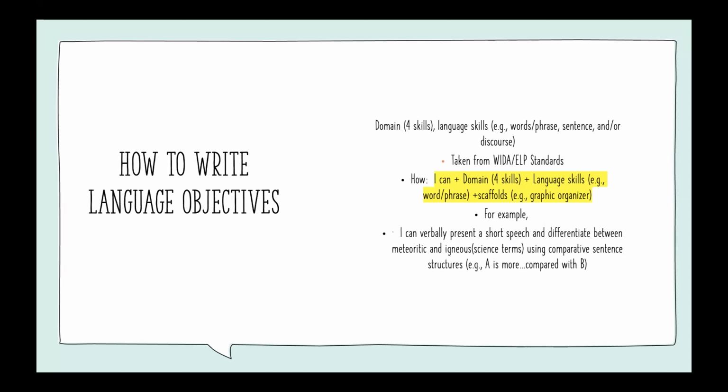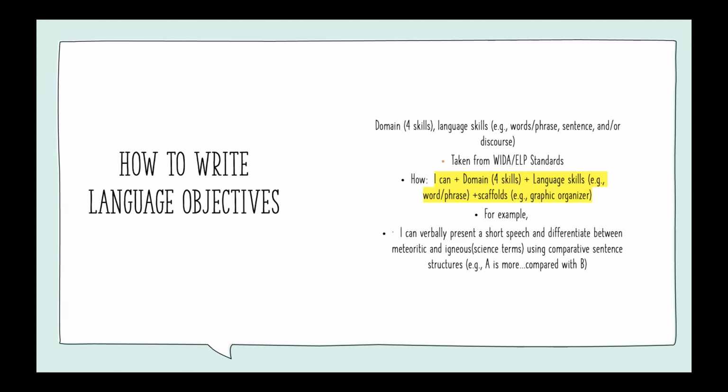So if you think about the VITA or ELP standards, that's just resources, right, to guide us to know what kind of English language proficiency skills students need to develop. But here is a formula. You can just write "I can" plus what kind of domain. We teach the 4 skills like reading, writing, listening, speaking, and also specific language skills, like what kind of word or phrase, and then in what way to provide the scaffolds for students.